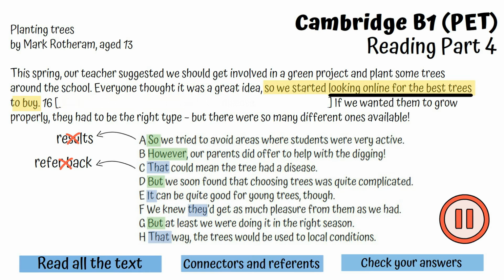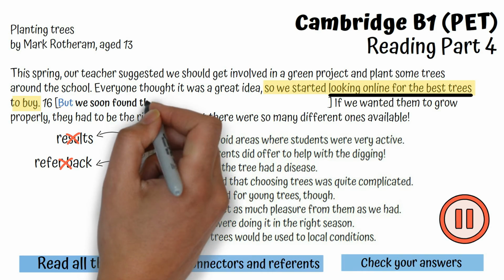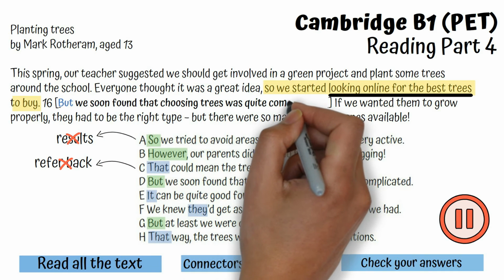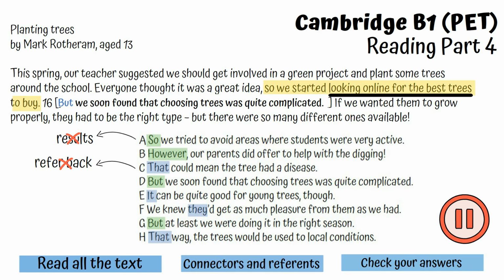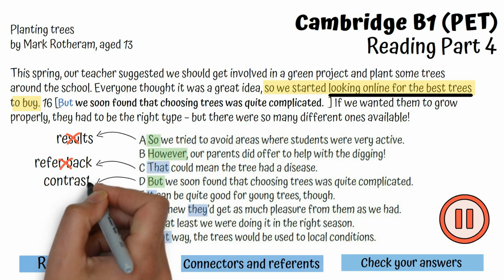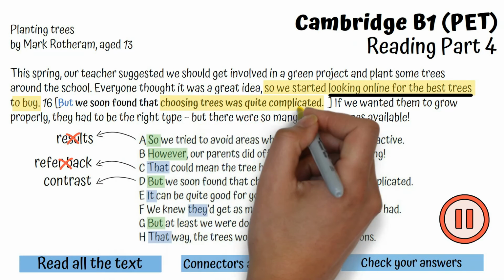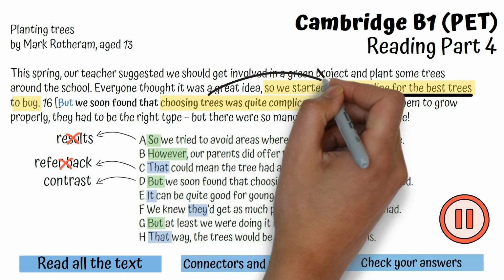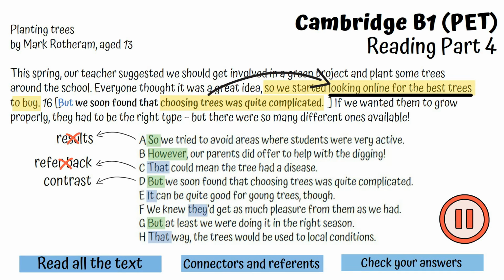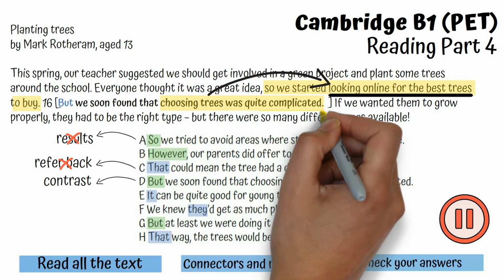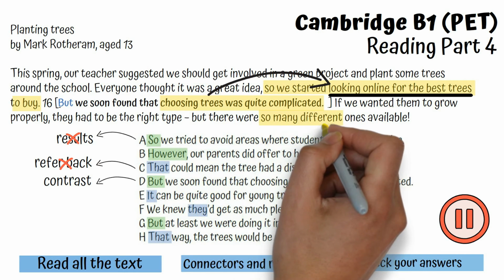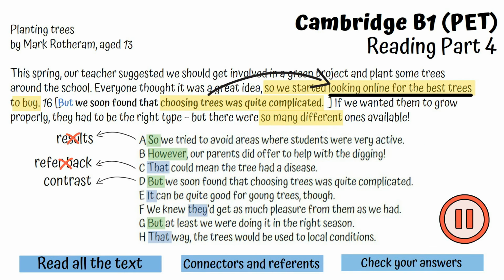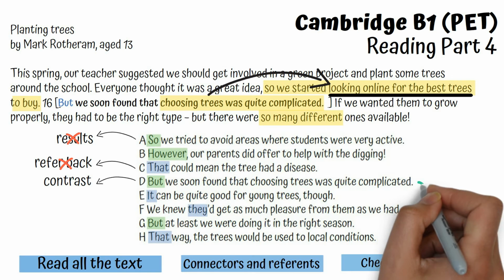Let's look at another possible answer. But we soon found that choosing trees was quite complicated. We use but for contrasts. Does our sentence, choosing trees was quite complicated, contrast with the previous sentence, looking online for the best tree to buy? Yes, it does. Also, the next sentence says so many different ones available. If there are so many trees, it could be complicated to choose one. So our answer makes sense.